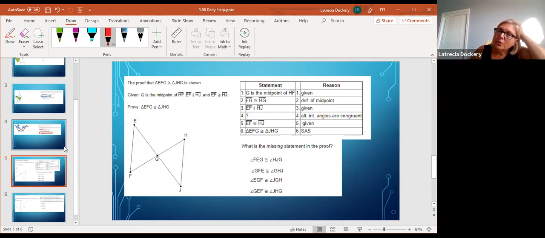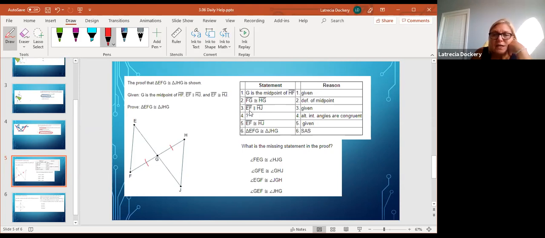All right, so we start off with our given that G is the midpoint. And then FG is congruent to HG. That is not part of our given. That is the definition of midpoint. So let's go down here and identify FG is congruent to HG. Now they told us that G is the midpoint of FH. So that's what we gain from that.